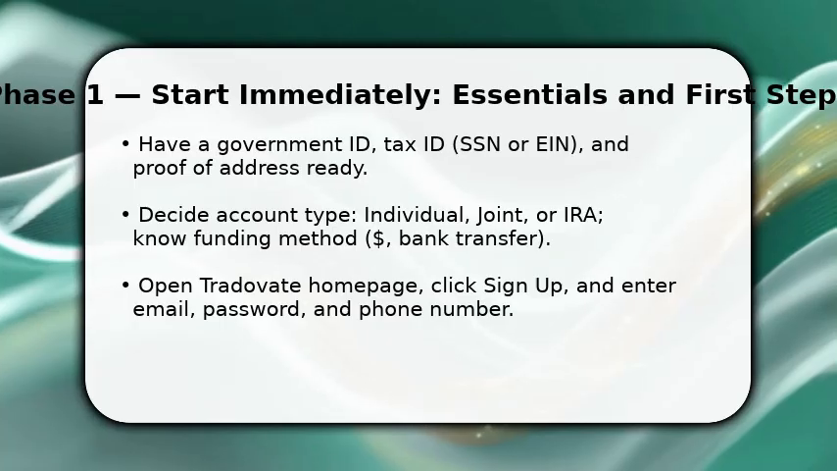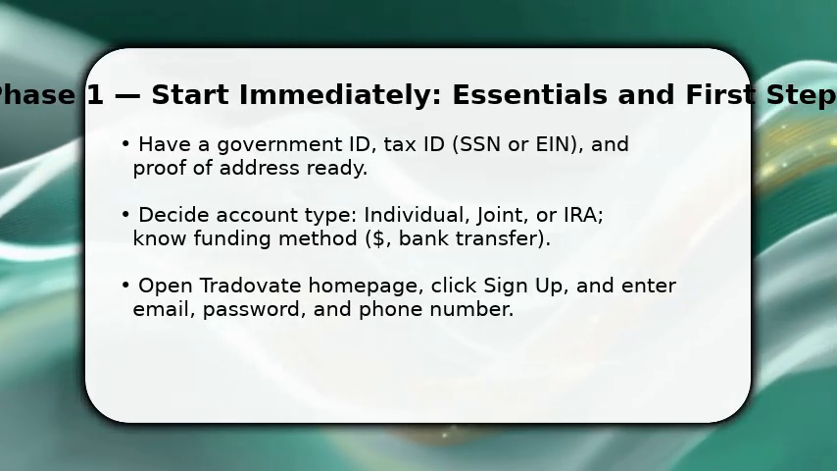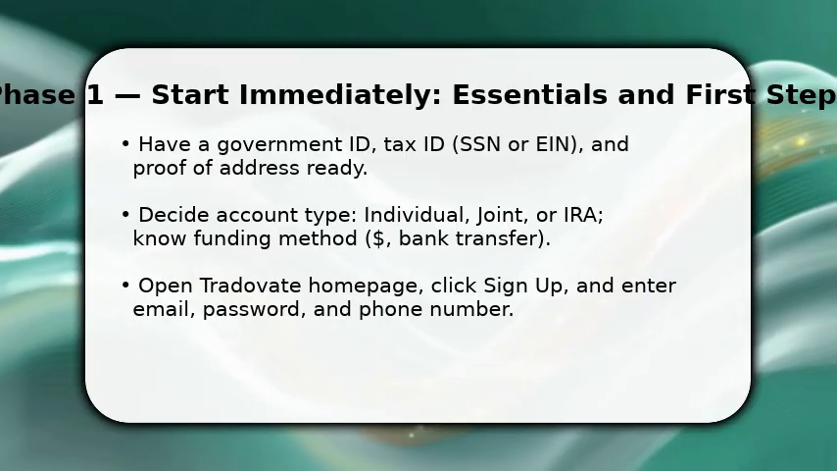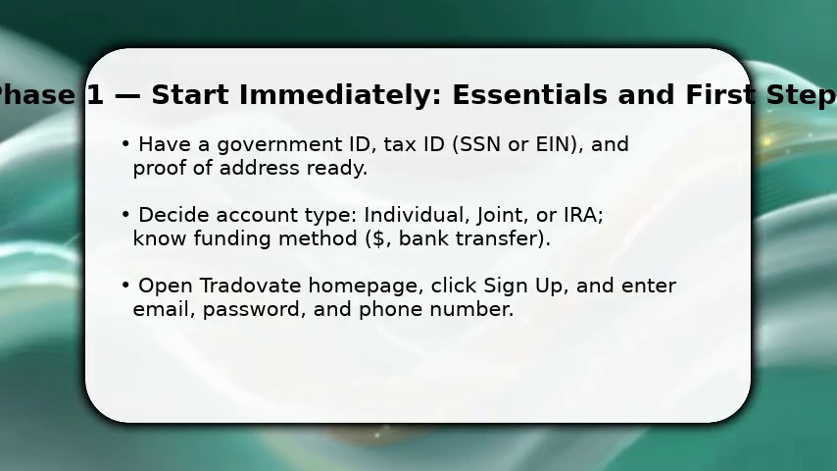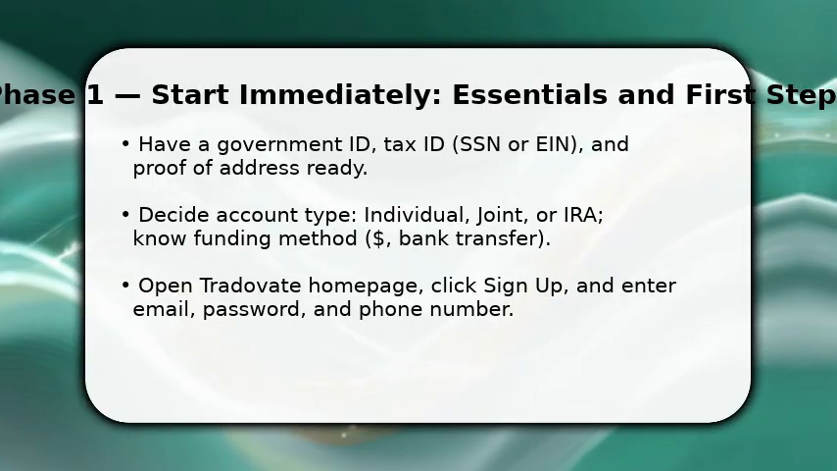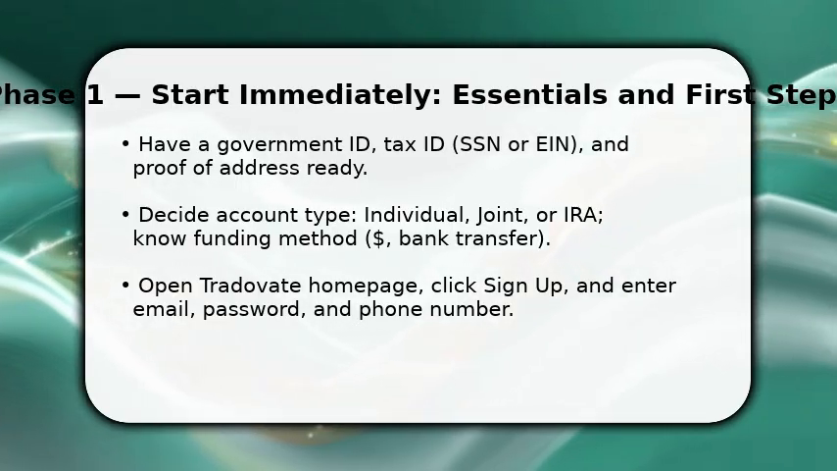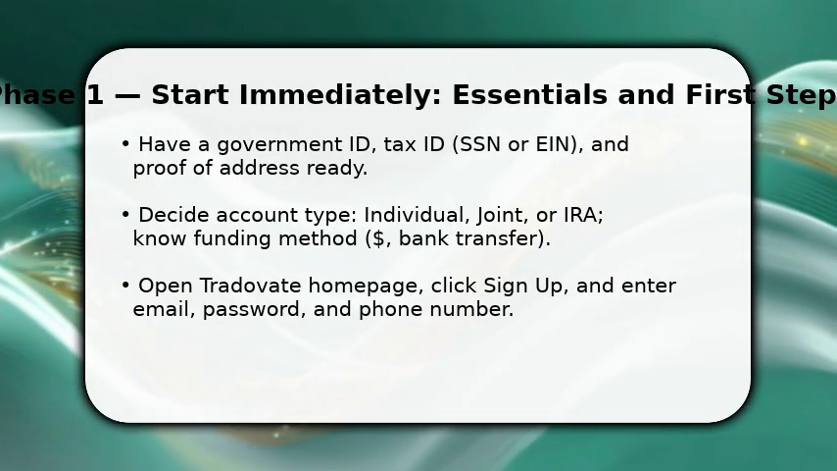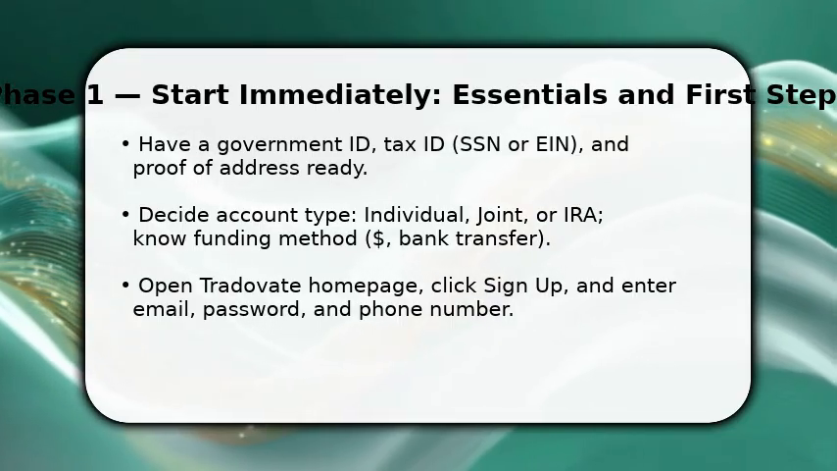Enjoy the video. You begin by gathering essentials: a government ID, your tax ID, and proof of address so verification is fast. Next, decide the account type, individual, joint, or IRA, because that controls tax forms and funding options.